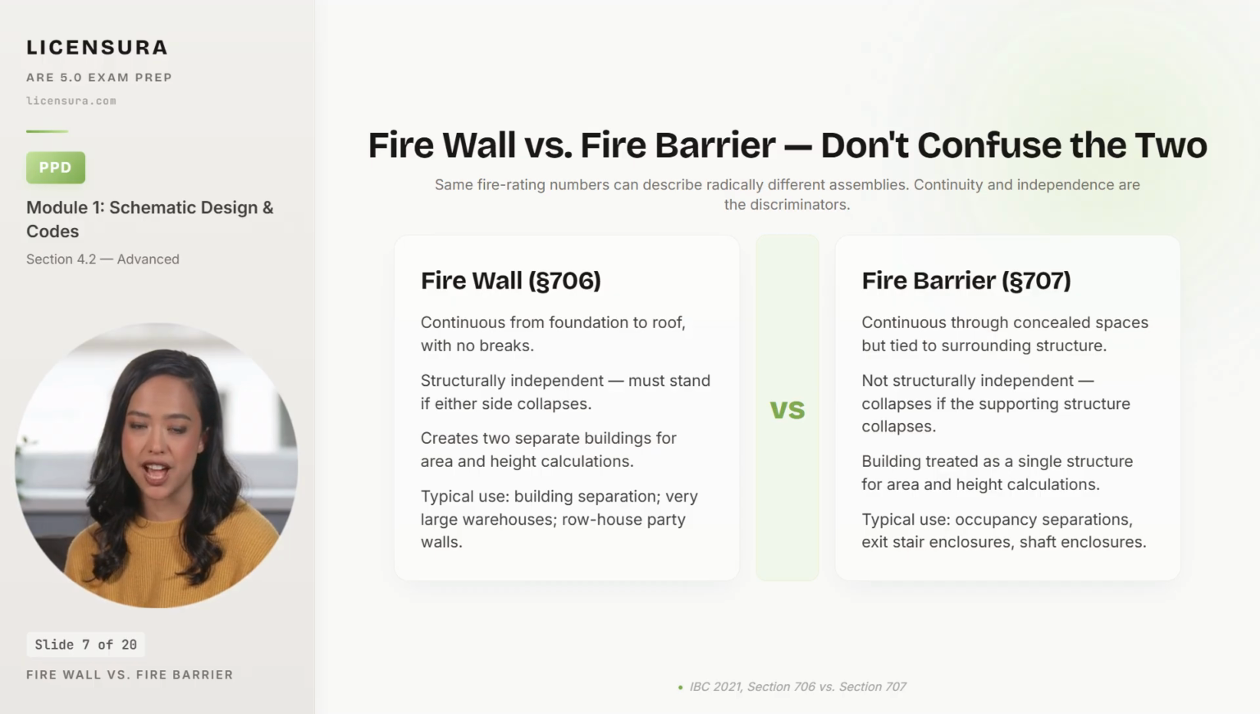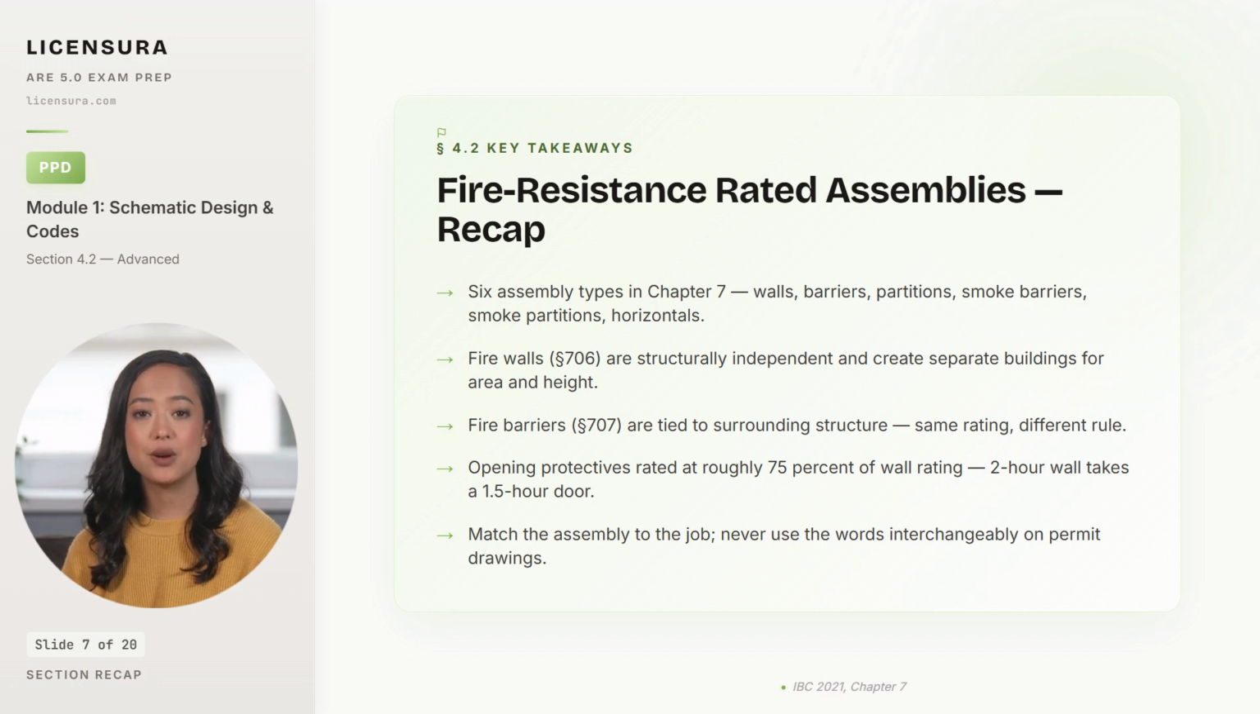5 anchors close out the fire resistance framework for any schematic design review. 5 takeaways from the fire resistance framework. First, Chapter 7 of the IBC codifies 6 assembly types: firewalls, fire barriers, fire partitions, smoke barriers, smoke partitions, and horizontal assemblies, and each lives in its own section with its own rules. Second, firewalls under Section 706 are the only assembly that must be structurally independent, and that independence is what lets the code treat each side as a separate building for area and height calculations.